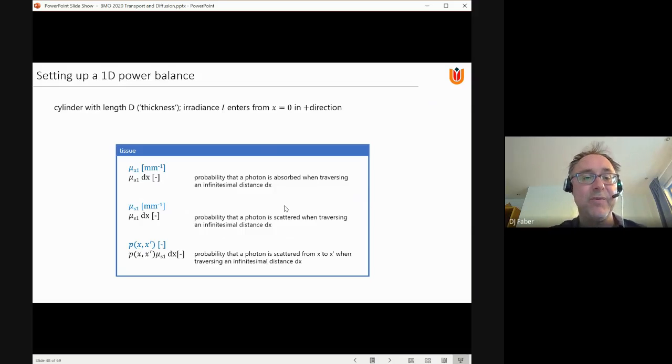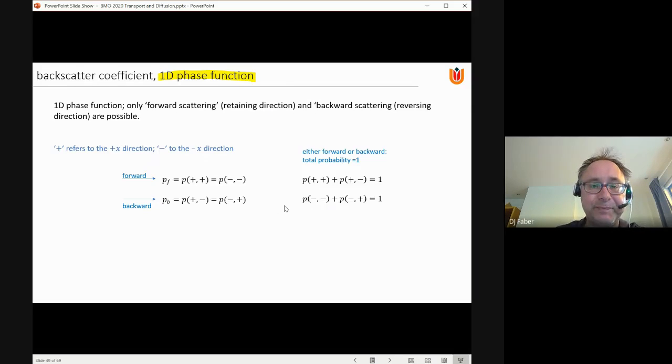So mu a1 times dx is still the probability that the photon is absorbed when it traverses this infinitesimally small distance dx. Mu s times dx is the same thing, the probability that the photon is scattered when it traverses that infinitesimal distance dx. And the phase function, if we multiply it with mu s1, then mu s1 dx is the probability that the photon is scattered from direction x to direction x prime when it is traversing an infinitely small distance dx. So the interpretations are just the same.